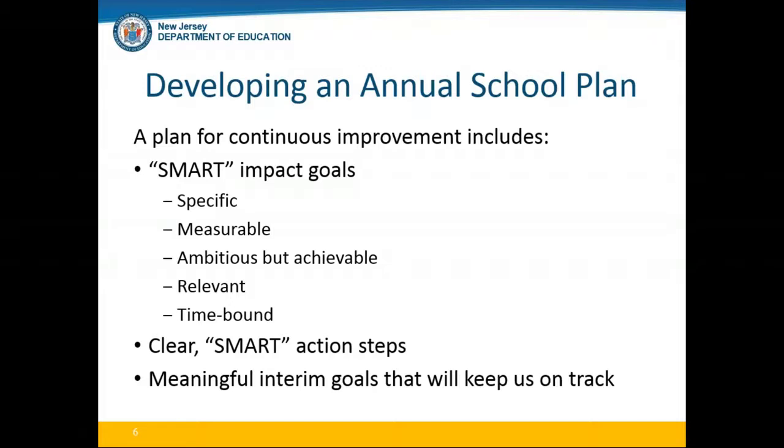Once we have developed a goal that is SMART, we will determine the clear, SMART action steps that we will need to take to achieve that goal, and the meaningful interim goals that will let us know if we are on track to achieve our goal as the year progresses.